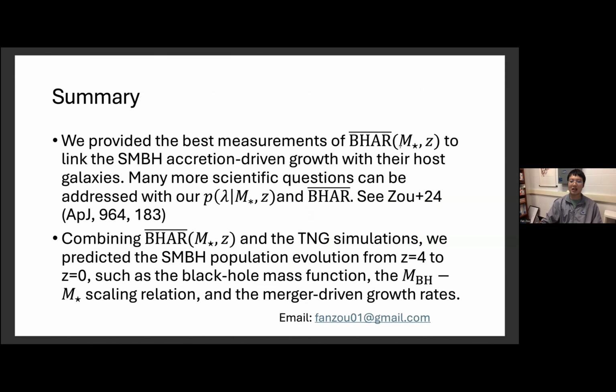As a quick summary, we provide the best measurements of the black hole accretion rate as a function of stellar mass and redshift, and also the accretion distribution. With this result, we can certainly obtain lots of scientific insights in various topics. These results have already been published and are publicly available. In our recent work, we also combine that with the TNG simulation so that we can predict a realistic supermassive black hole population evolution from redshift 4 to redshift 0. I will stop here and am happy to take any questions. Thank you.